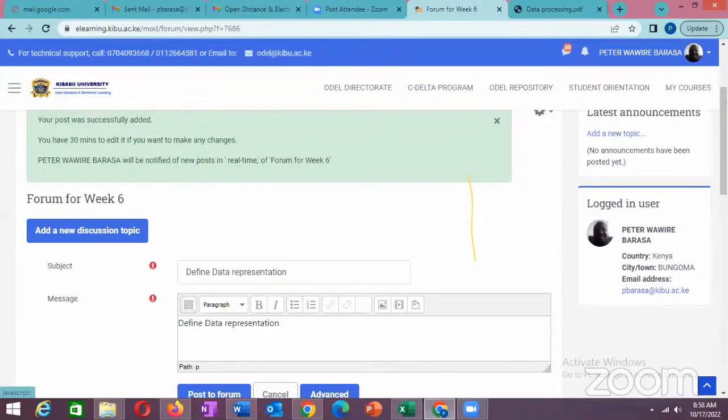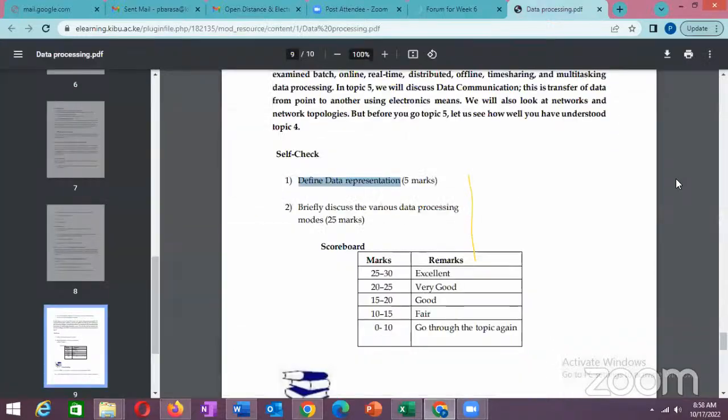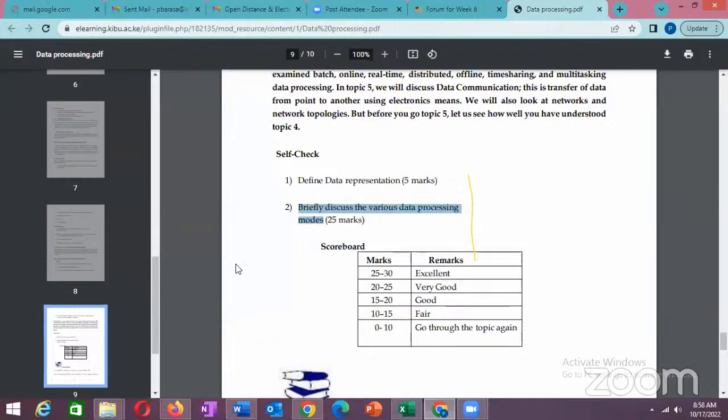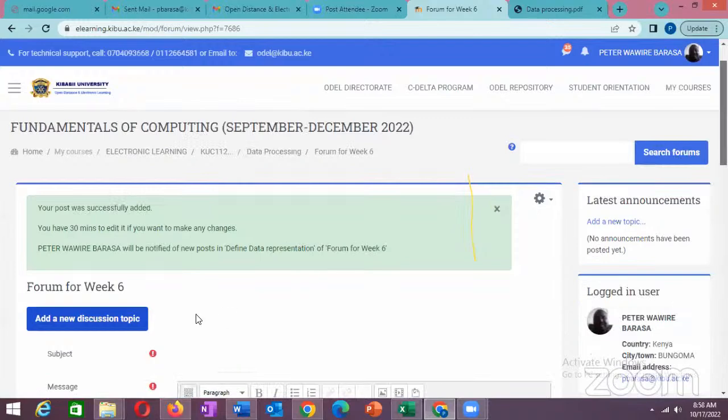So I'm posting the questions. Discuss those questions in the forum, be able to see what other people are discussing. I'm putting the discussion so that you can discuss in the forum, and also see what people are discussing, and try to answer those questions. Very important for you to answer those questions.